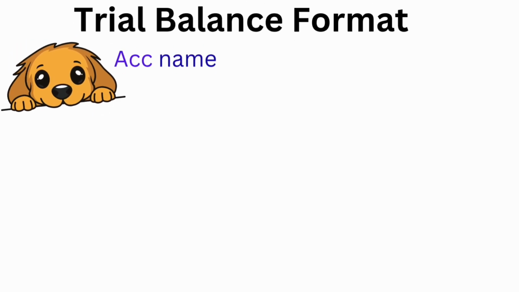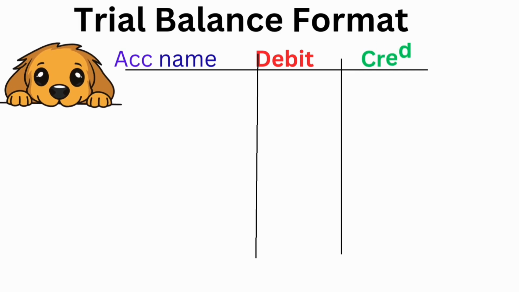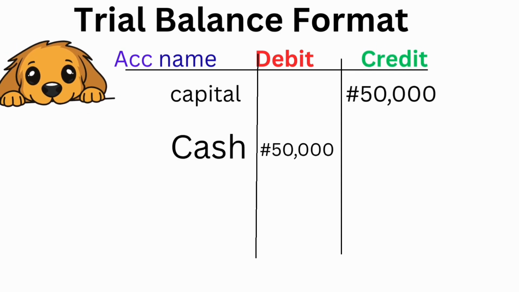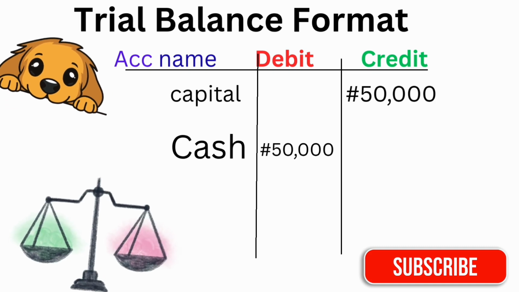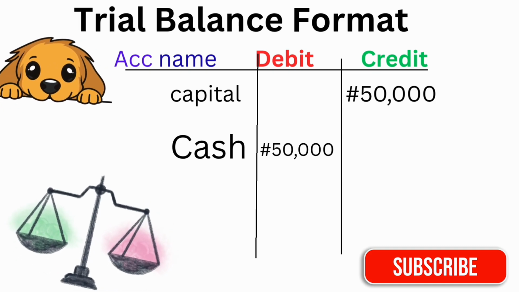It contains three main parts: the account name, debit side, and credit side. This format makes it easy to compare both sides, whether they are balanced. It shows the accuracy of both sides.